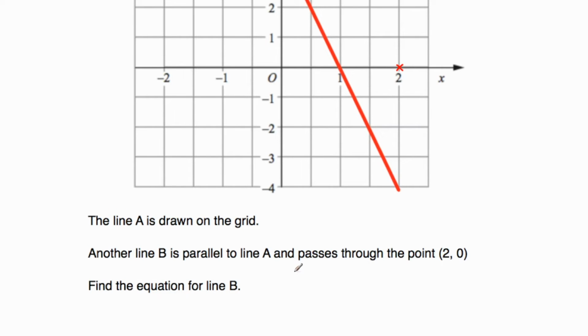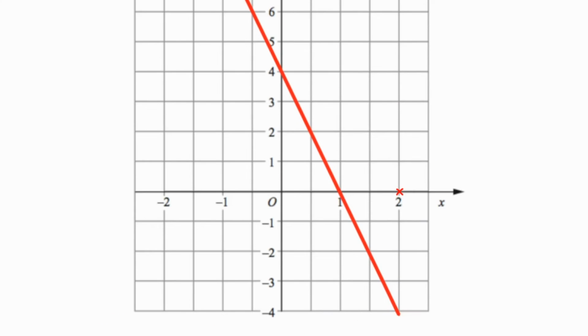So line B, it's a straight line, so we're going to have y equals mx plus c. So we need to find the gradient and we need to find the y-intercept. So let's first of all find the gradient, because we know it's parallel to this line that's been given to us. So if we find the gradient of this line, then that will be the same as the gradient for the line we want, line B.